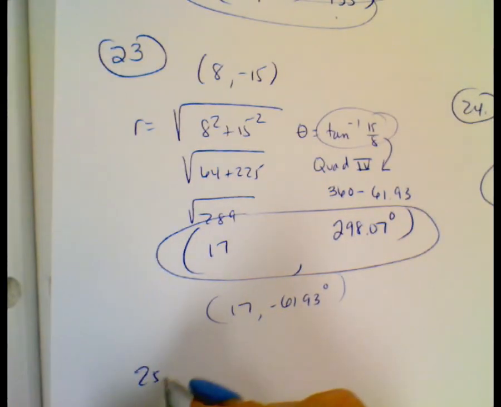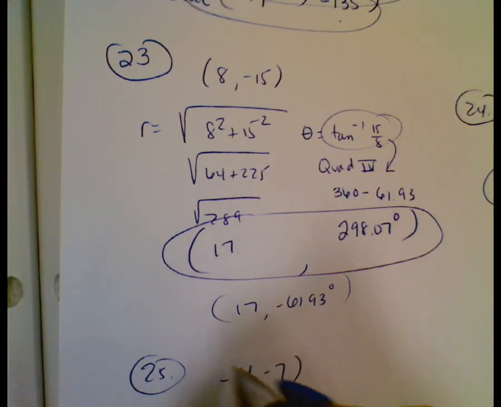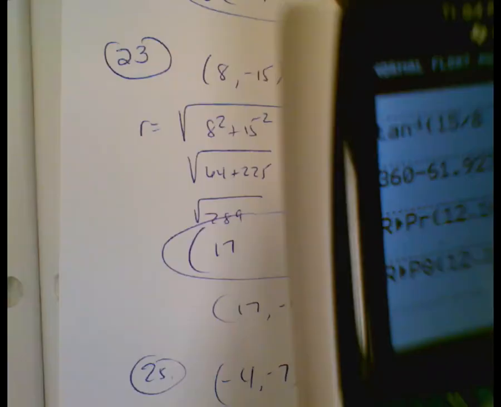25, and might as well just keep going here. We'll just use the calculator. Let's do the calculator. This is in the third quadrant.